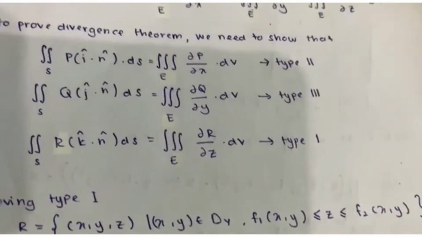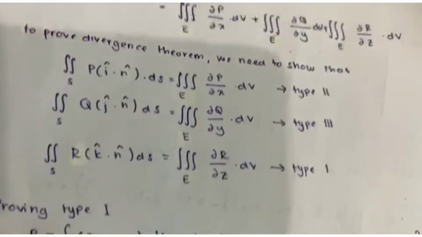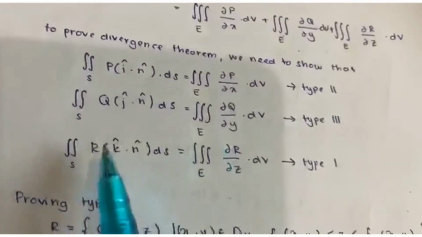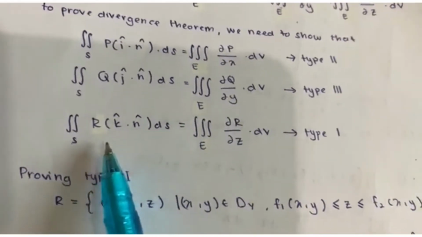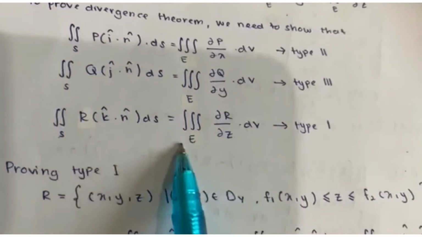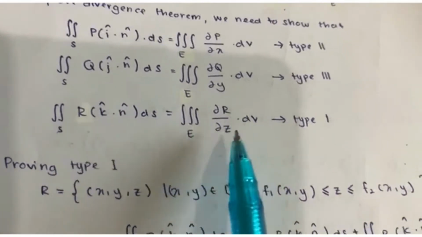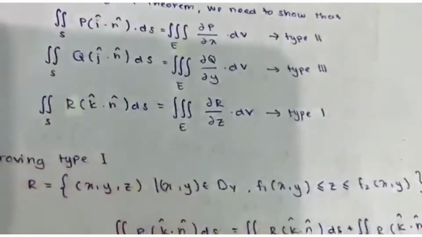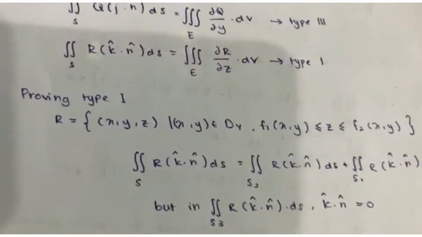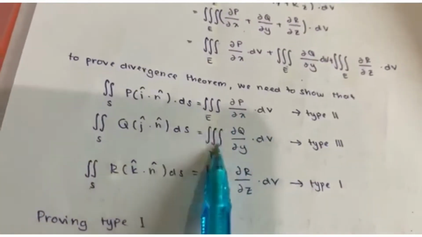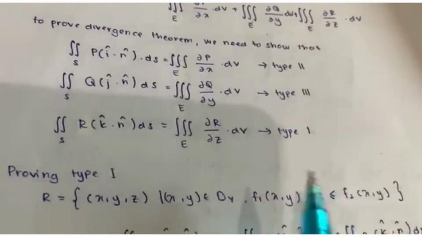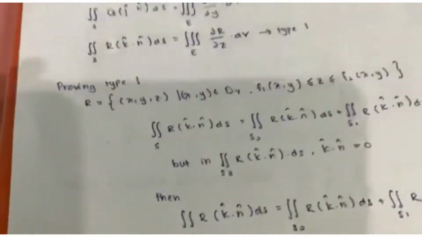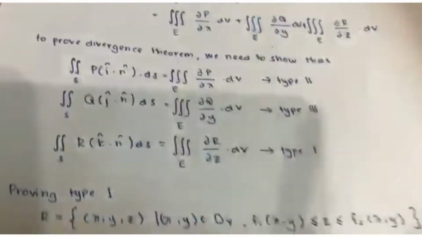For this proof, I will prove type 1, which is the double integral over S of R k dot n dS equal to the triple integral over E of del R over del z dV. This is dV, not dR. Type 2 and type 3 use basically the same working to prove the equivalency.